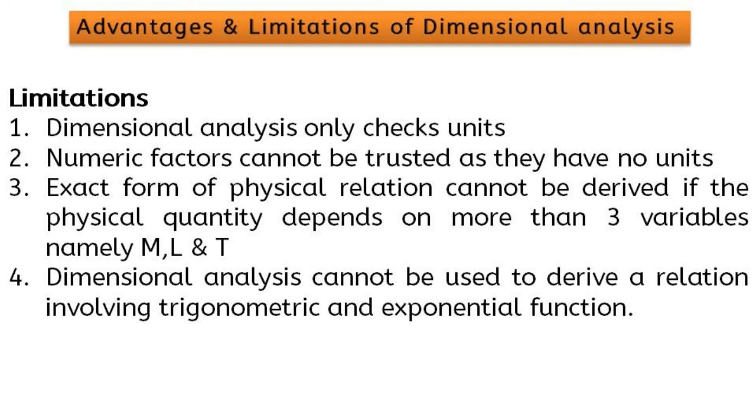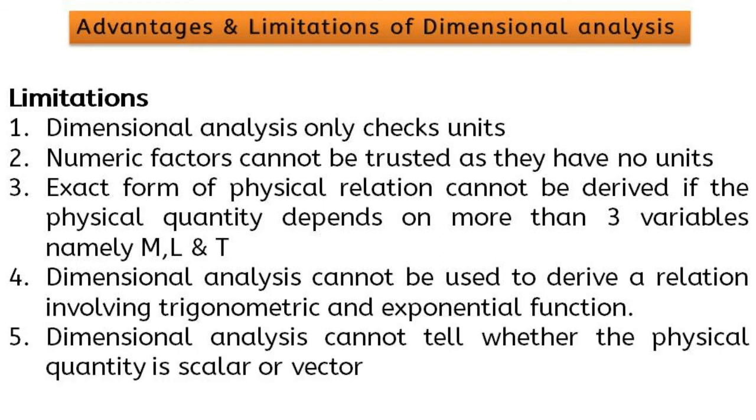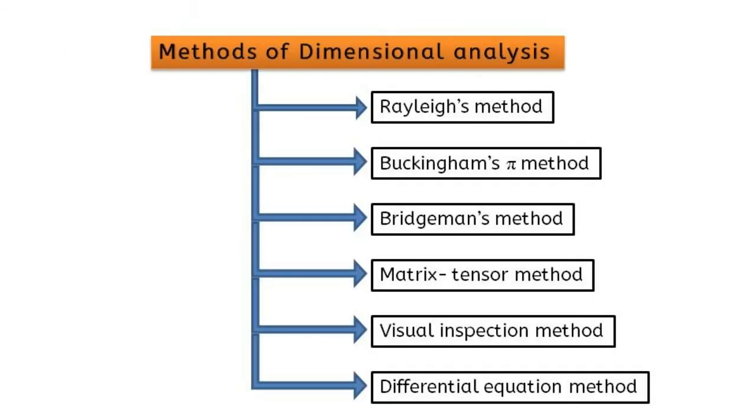Mathematical expressions that include trigonometric and exponential terms could not be solved using dimensional analysis. Also, this method cannot divide the problem variables into scalar and vector quantities. Methods of dimensional analysis include Rayleigh method, Buckingham's pi theory, Bridgman's method, matrix tensor method, visual inspection method, differential equation method. We will discuss about Rayleigh's method and Buckingham's pi method in solving simple engineering problems with less number of variables or physical quantities.